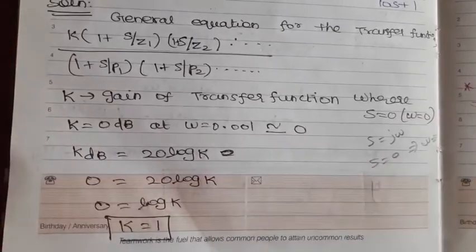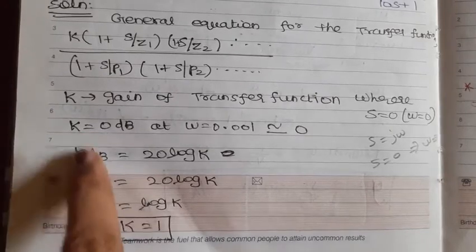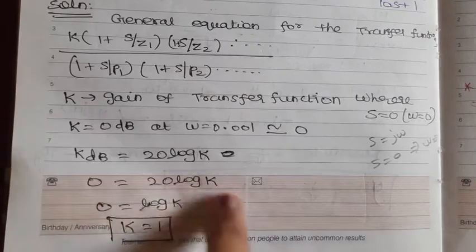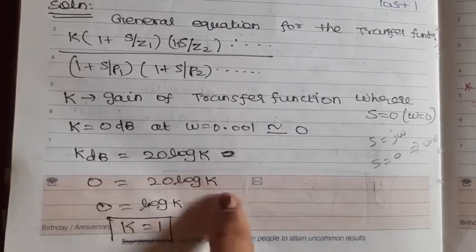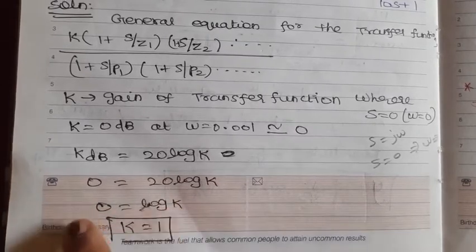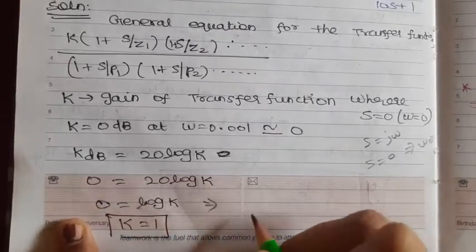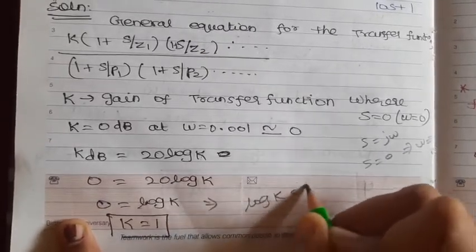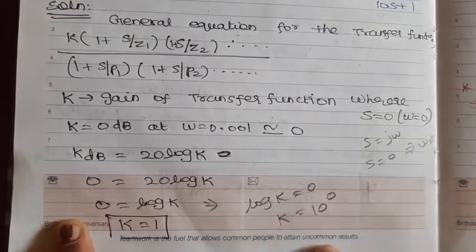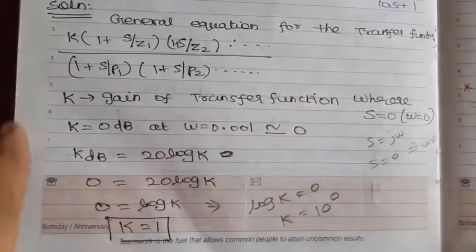As I told earlier, we need to find the normal value, so the decibel value needs to be converted into normal. So 20 log K is equal to 0. So log K is equal to 0 by 20, which is 0. Then what is K? When the logarithm goes to the other side, it becomes 10 power the right hand side term. So 10 power 0, and anything power 0 is 1. So the K value is nothing but 1.